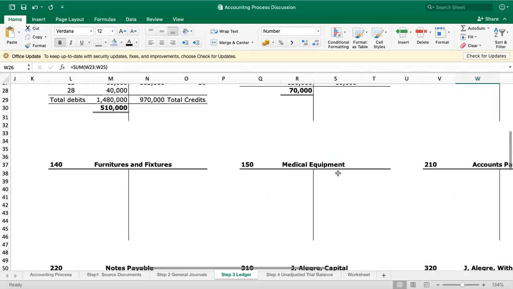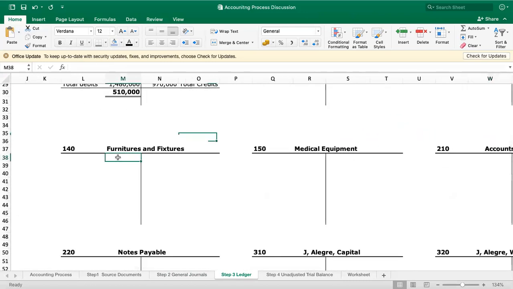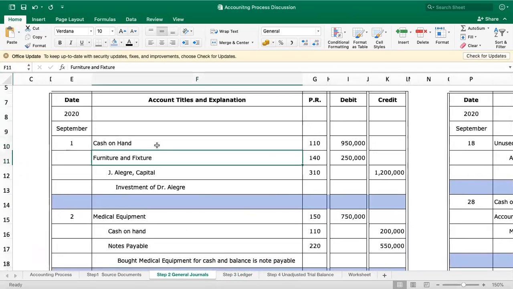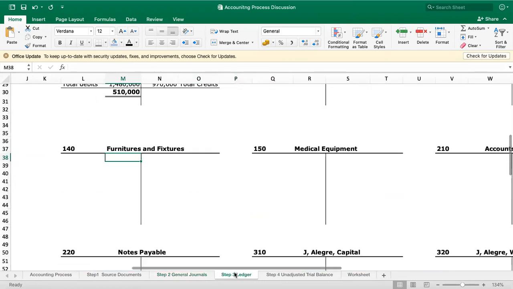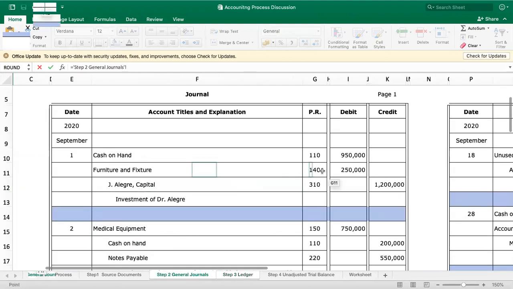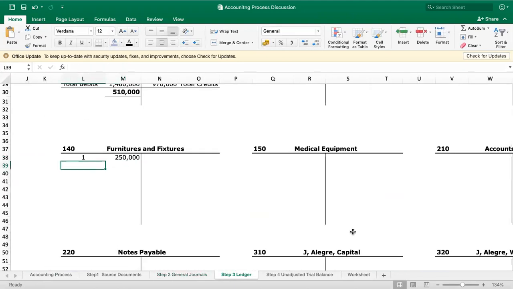Okay, next account, you have furniture and fixtures account. So let's go back to our general journal. Let's find some transactions that affect your furniture and fixtures account. So page 1, ayan, September 1, meron na agad. September 1, you have furniture and fixtures debited. That's debit 250,000. Therefore, go back to the ledger. That's debit September 1, that is equal to 250,000. Okay, balik tayo sa journal.